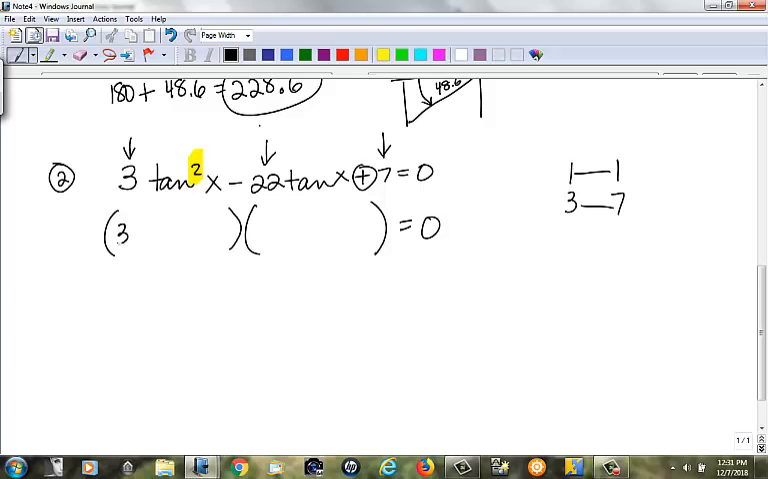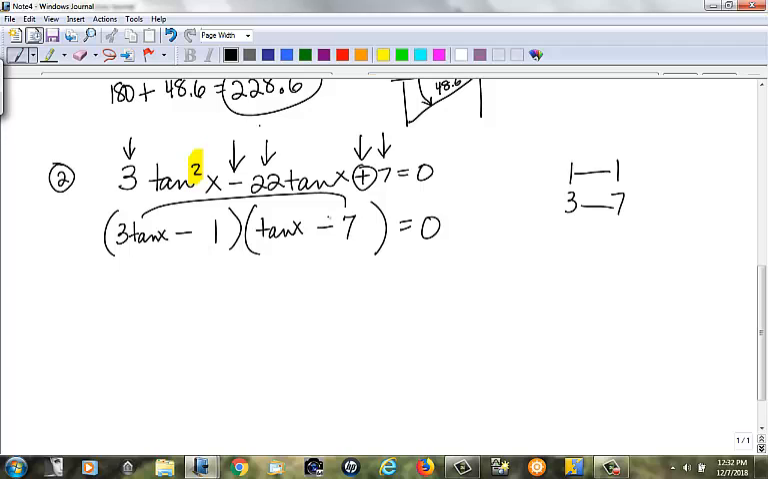So we know we need like a 3 tangent x and a tangent x. We know we need the 3 times the 7, so the 7's got to go over here, and the 1's got to go here. This tells you the signs are alike. This tells you they're definitely both negative. Now, double check your middle term. Let's see.